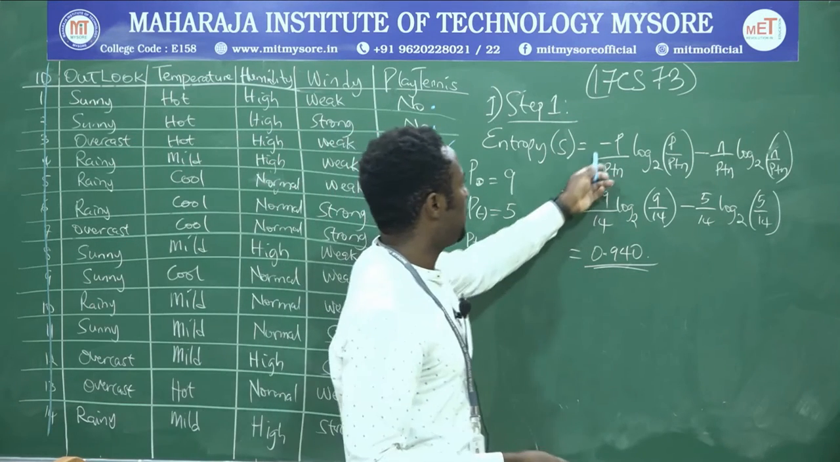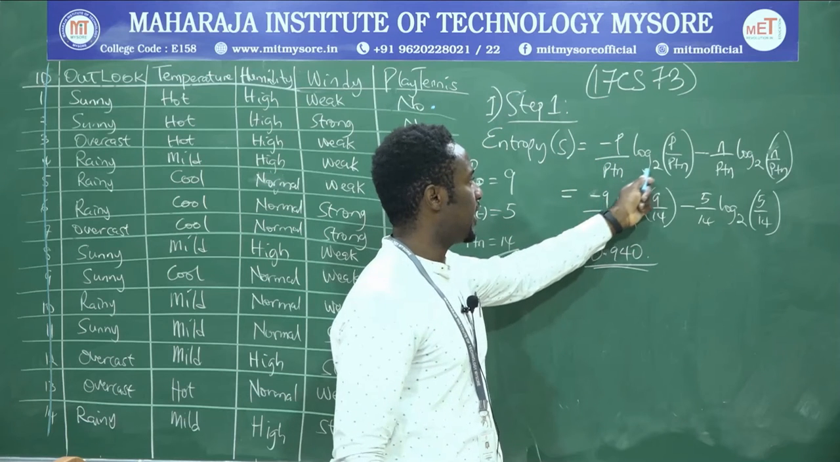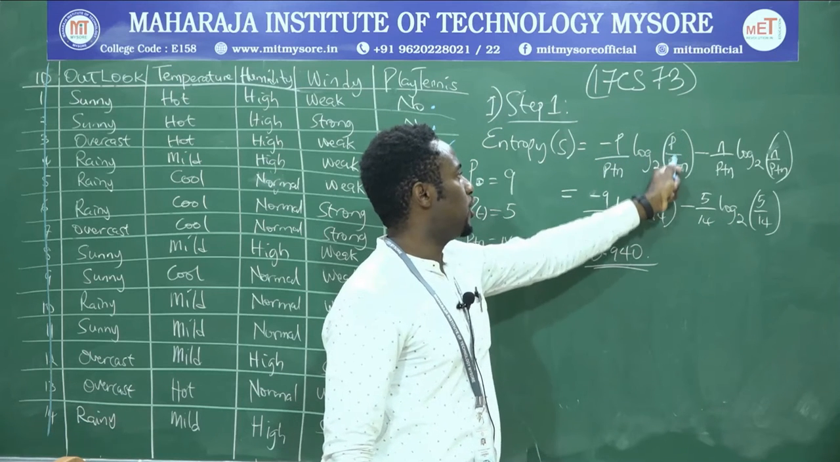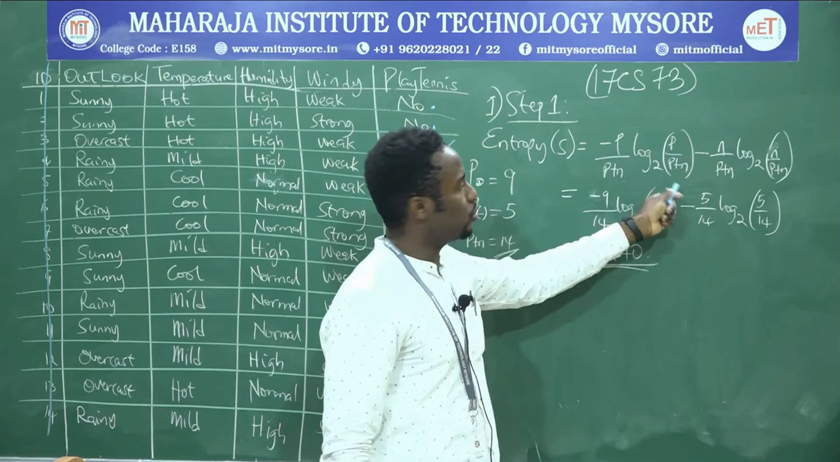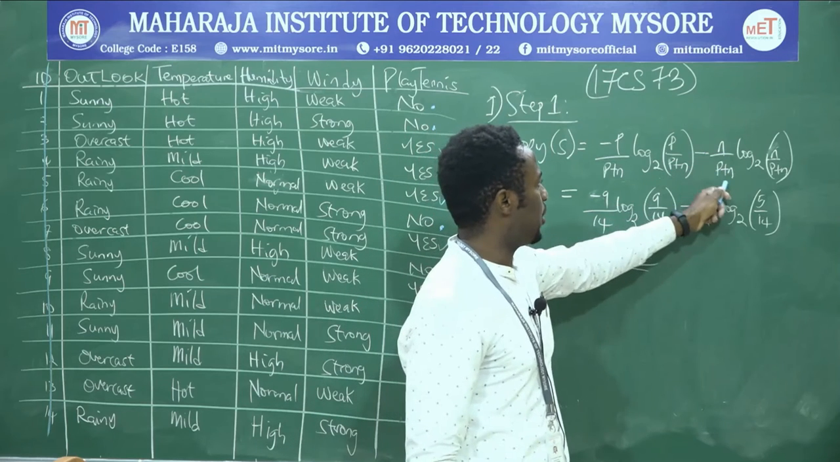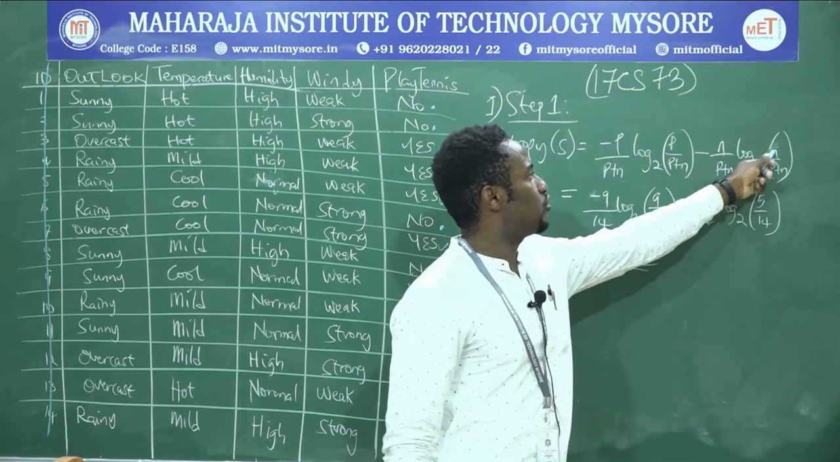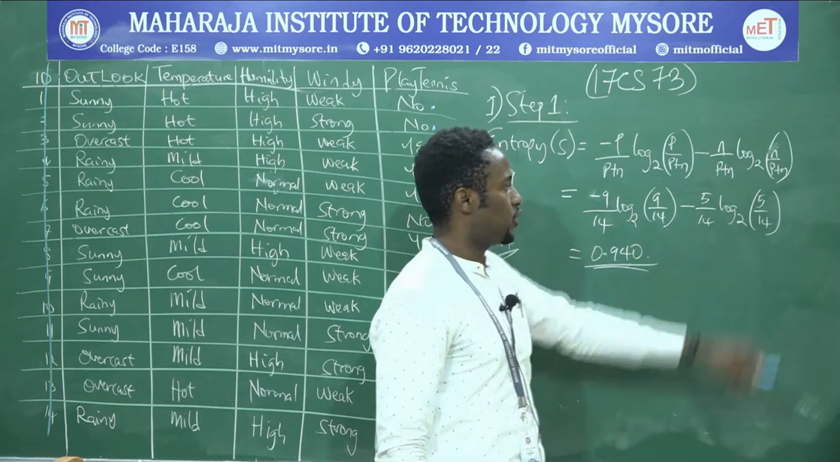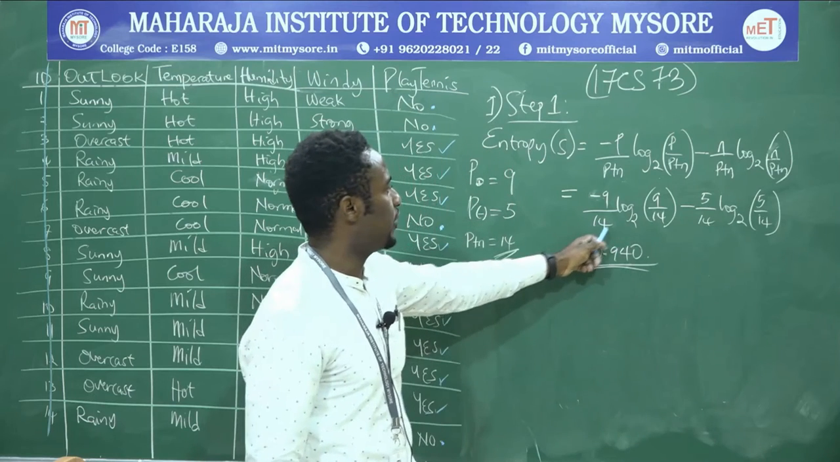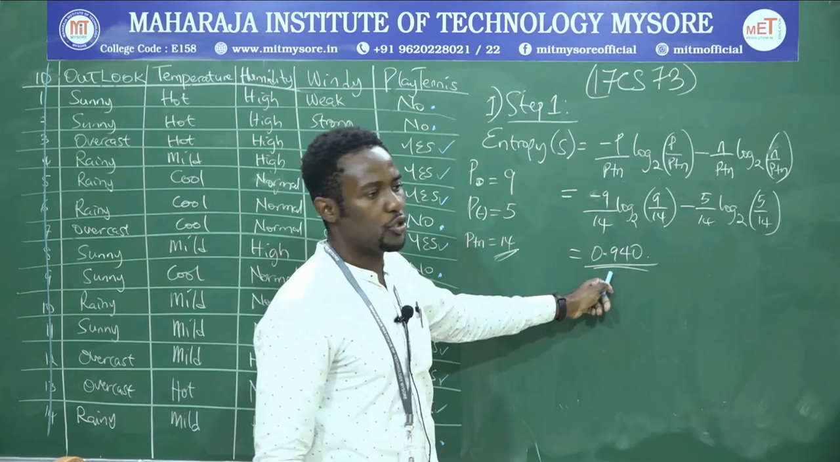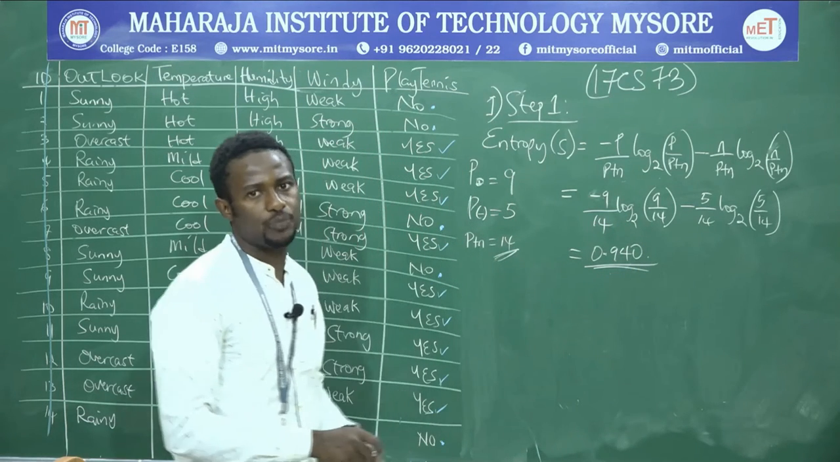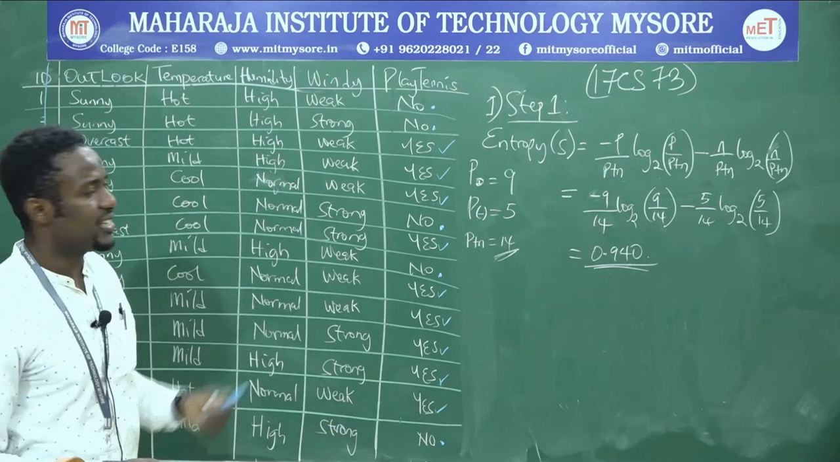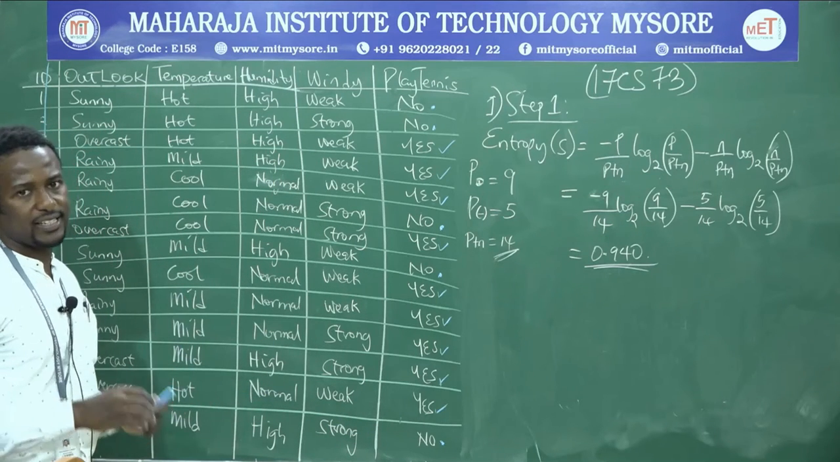So let's plug in the values here now. We have minus p upon p plus n into log base 2 of p upon p plus n, minus n upon p plus n into log base 2 of n upon p plus n. So we solve this and we are able to get 0.940. Now, please remember this is the entropy of S.